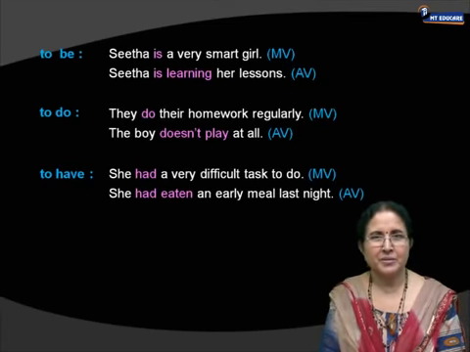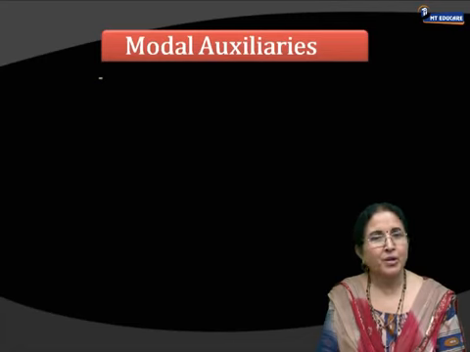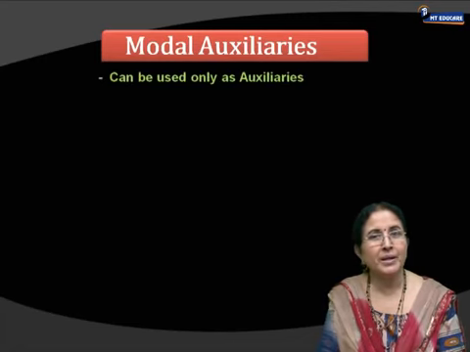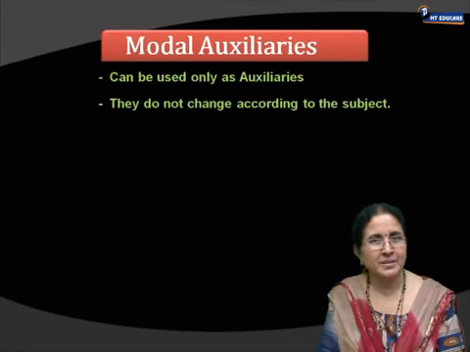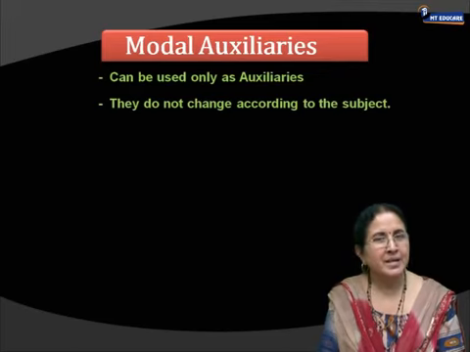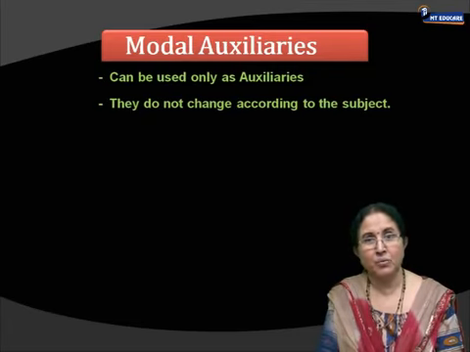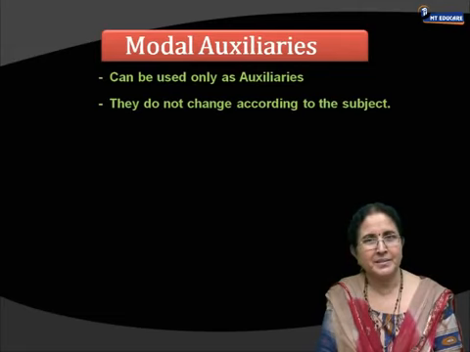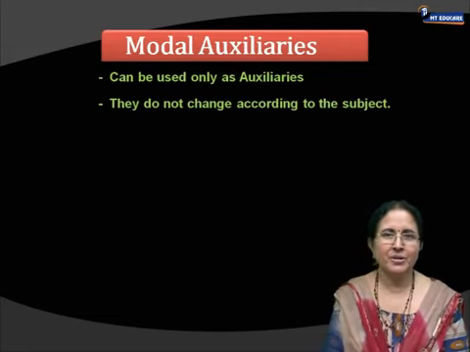Right. Now we go to modal auxiliaries. Now these are the features of modal auxiliaries. Modal auxiliaries can be used only as auxiliaries. They cannot be used as the main verb. As we gave in the previous sentence, Salman Khan can very well. Now can what do we say? Can do, can act, can sing, can paint. It depends.